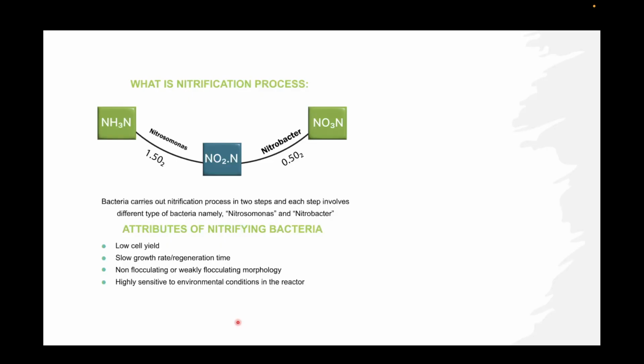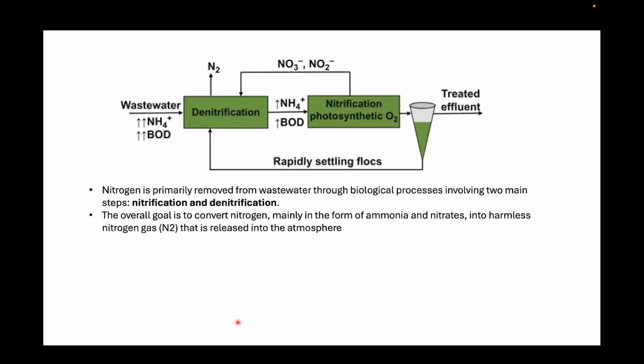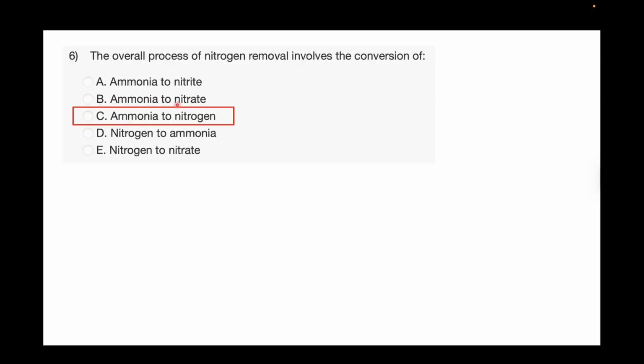So this is just an information table for the process of conversion of ammonia into nitrogen, which is primarily involved in the removal of nitrogen from water. I hope this is clear to the students. If yes, just let me know in the chat box and we will move ahead to the next question. Well done for answering correctly on the sixth question.